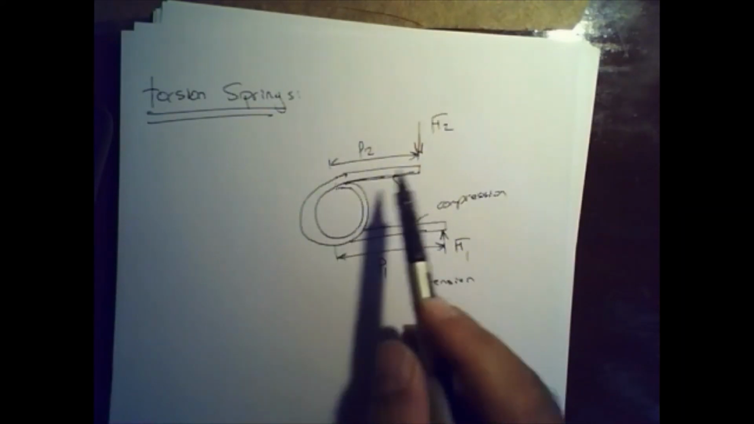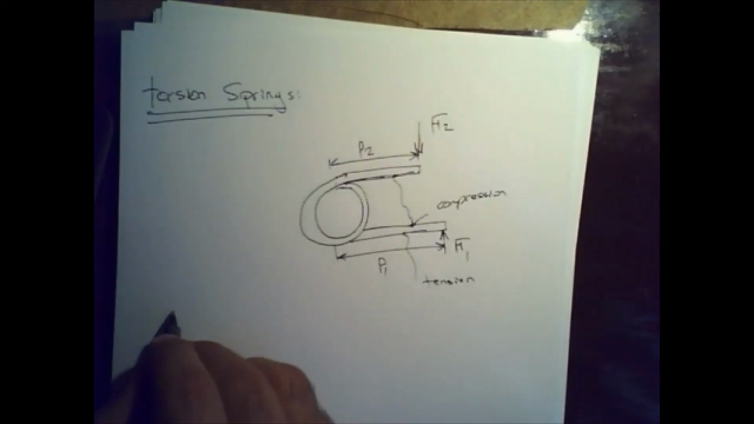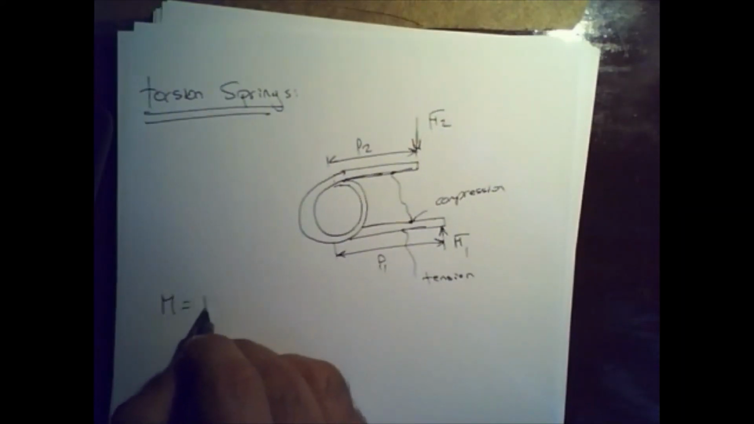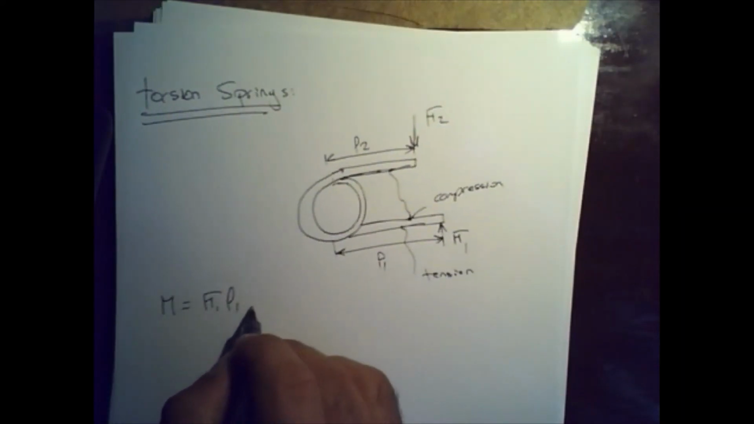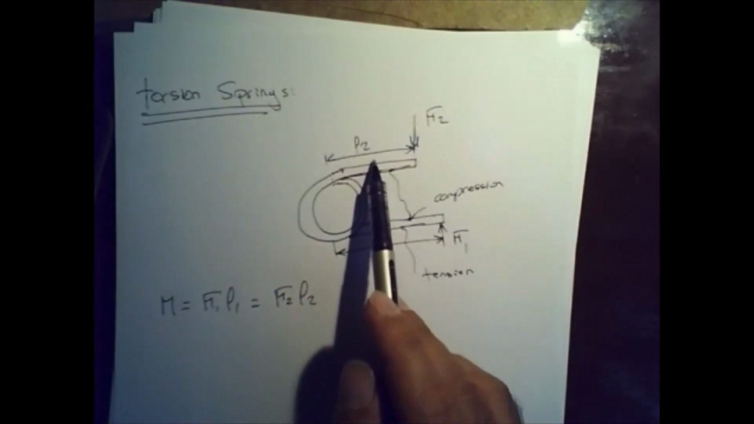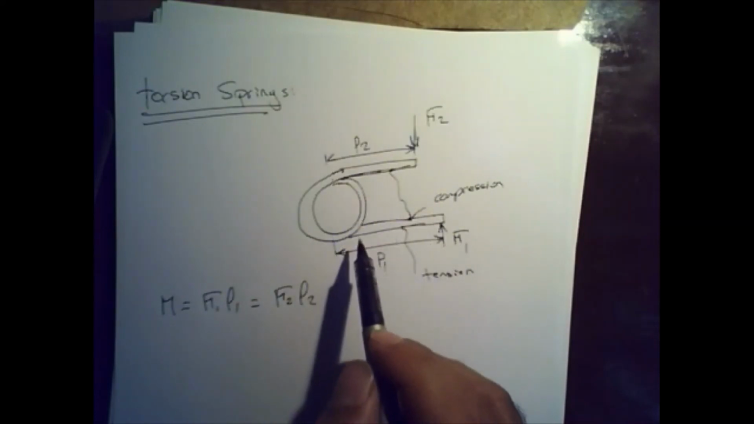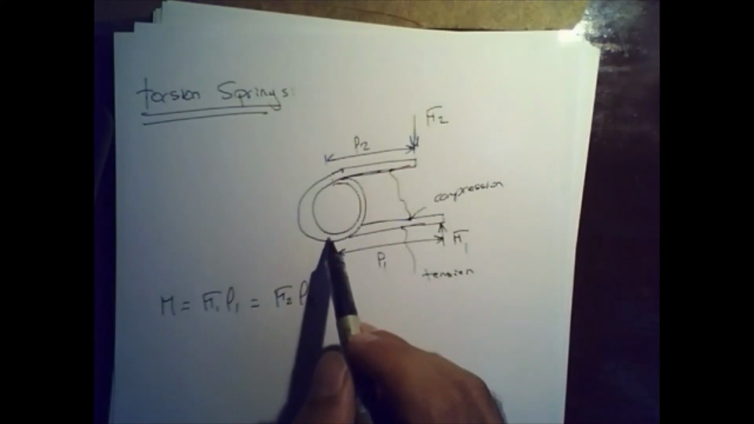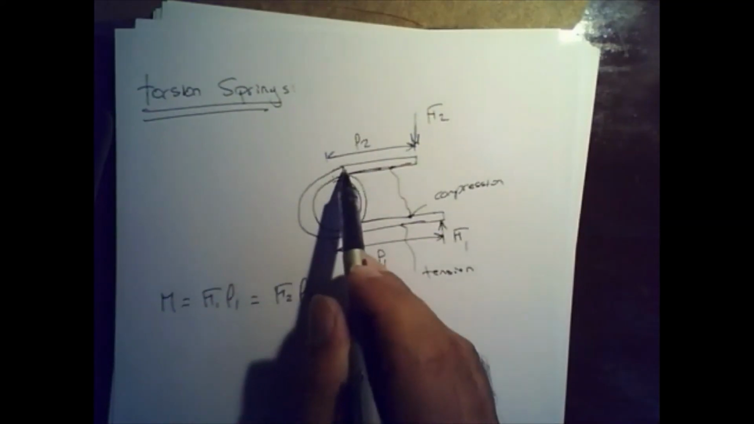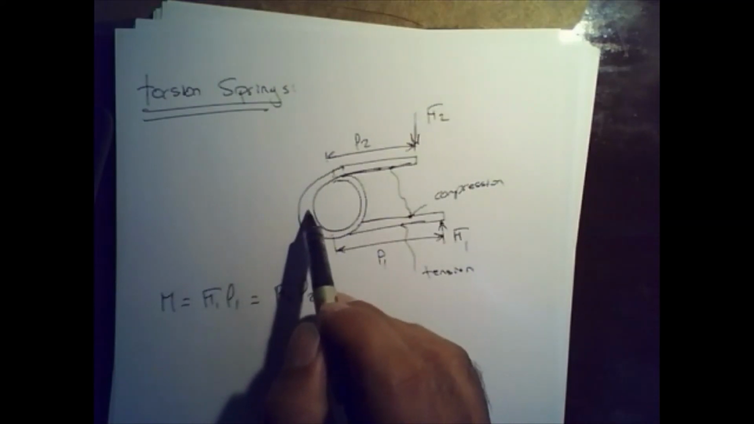Obviously this is going to be in equilibrium, meaning that the moment is going to be equal to F1 times L1, which is equal to F2 times L2. If L2 is shorter, then F2 would have to be greater. But what really happens is that once you get into the coil, you have no more forces, you essentially have that moment. Anywhere along this wire, once you cross that point, you are going to have a bending moment applied on that wire.